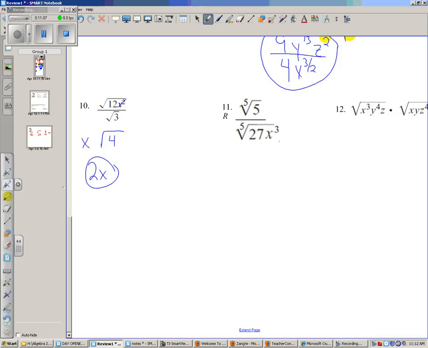Number 11, the first thing I'm going to look at is anything perfect. So do 5 or 27 or x cubed have any perfect roots? No. I can't simplify 5/27 as a fraction, so the only issue I have to deal with is rationalizing. So what I'm going to do is build up the fifth root, and I need to turn 27 into a number that has a perfect root. And when I look at my cheat sheet, the exponent table, 243 has a perfect fifth root, and if I take 27 times 9, I get that 243.